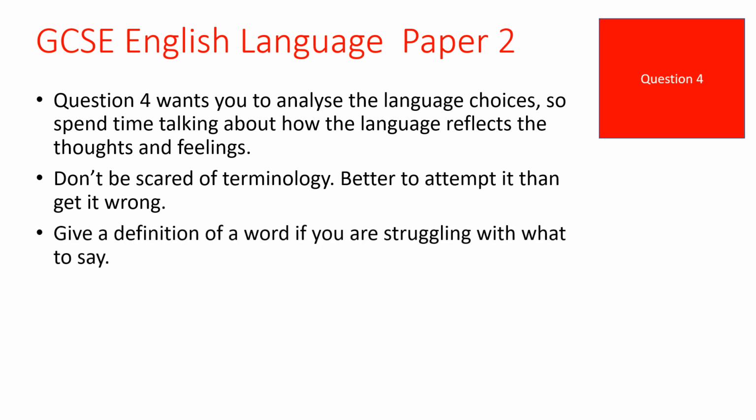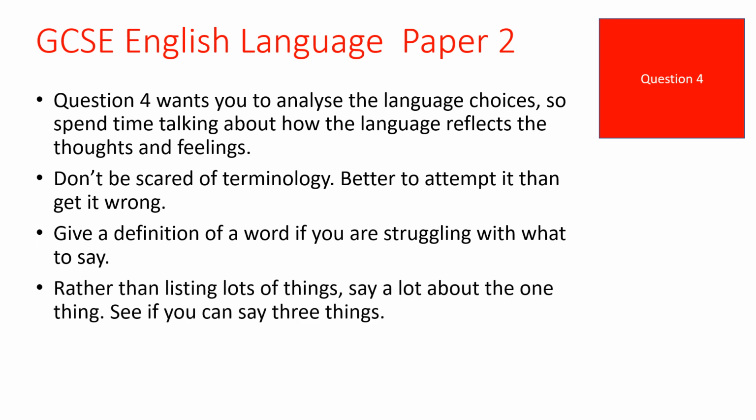If you're struggling with what to say about the language, then give a definition of a word. And rather than listing lots of things, try and say a lot about one thing. So try and say 3 things about that word or technique that you've spotted. And if you found an interesting verb, say 3 things about what that verb is. What's interesting about it? What does it tell us? What does it mean?